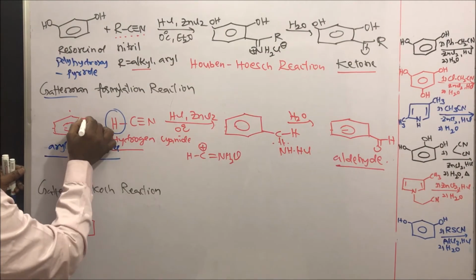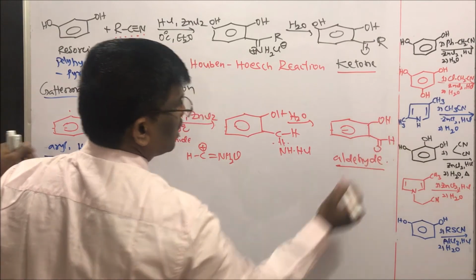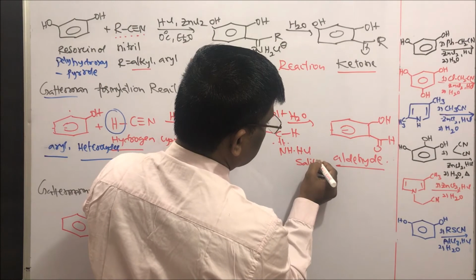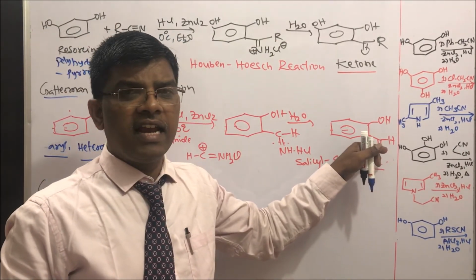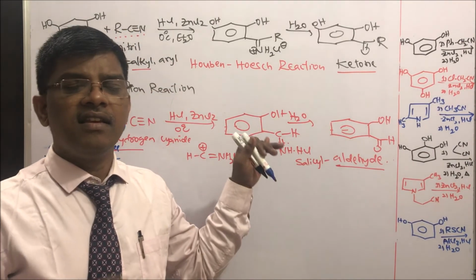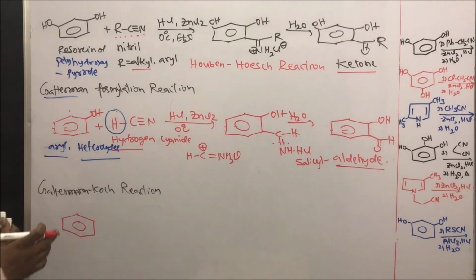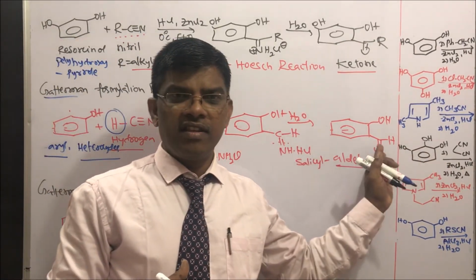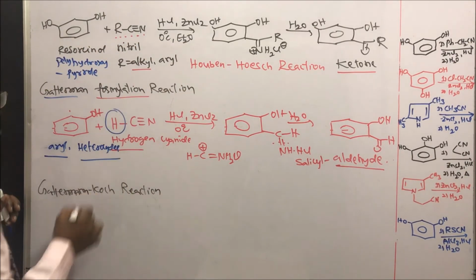If I take phenol, and here OH will be here, and here I am going to get the CHO. What is the compound? Salicylaldehyde. This is a highly important compound. Salicylaldehyde, acetyl salicylic acid. Acetyl salicylic acid is, what is the compound? Aspirin. It can be prepared using this Gattermann formylation. This aldehyde upon oxidation gives acid. Acid upon acylation gives aspirin. Yes, students. So that is why Gattermann formylation is a highly important reaction.